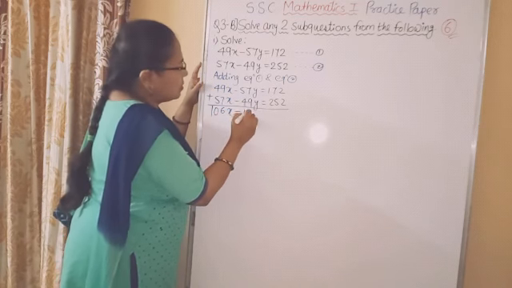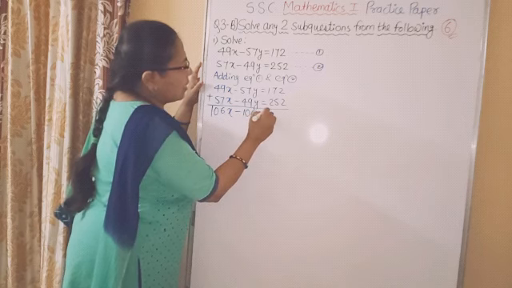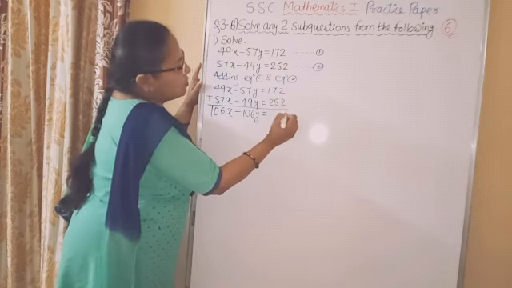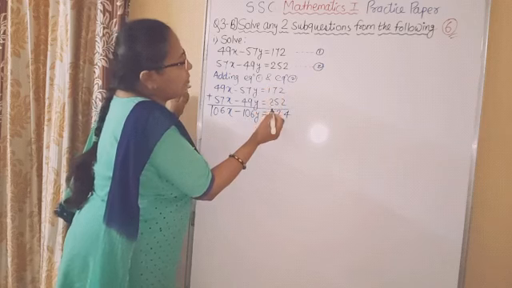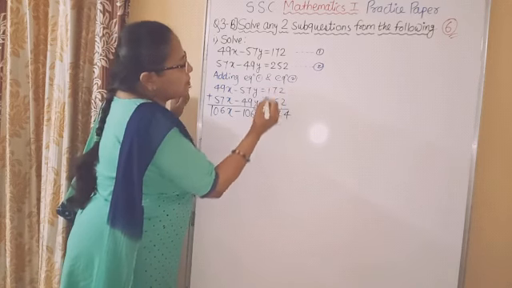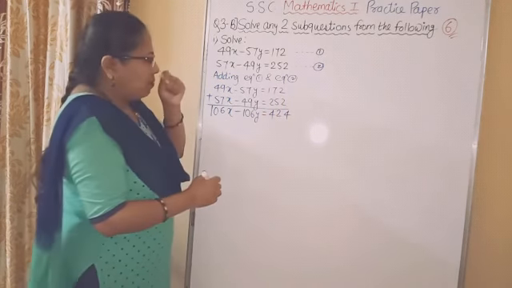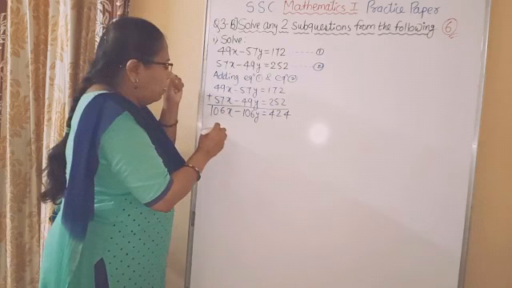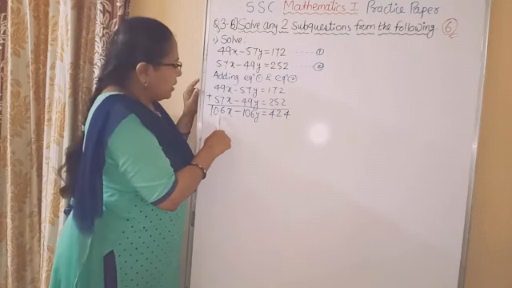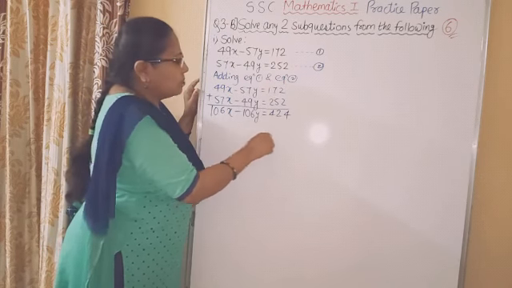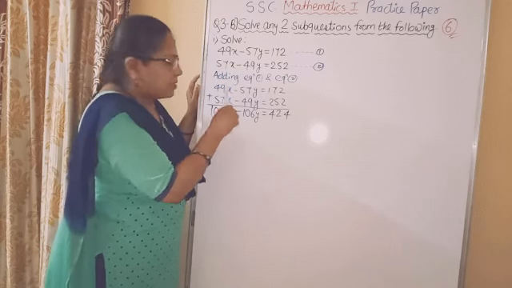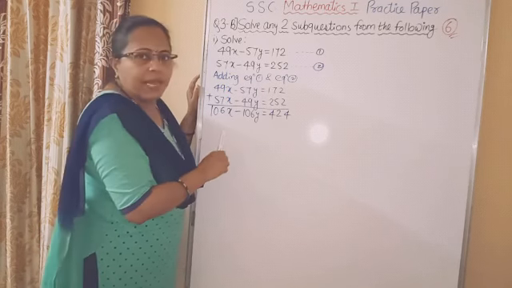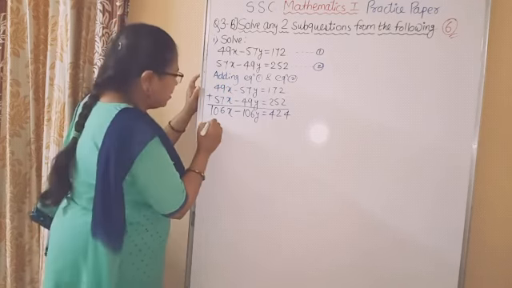106x minus 106y equal to 2 plus 2, 4. 7 plus 5, 12, carry 1. 2 plus 1, 3 plus 1, 4. 424. And students, here each term is divisible by 106. So divide both the sides by 106.